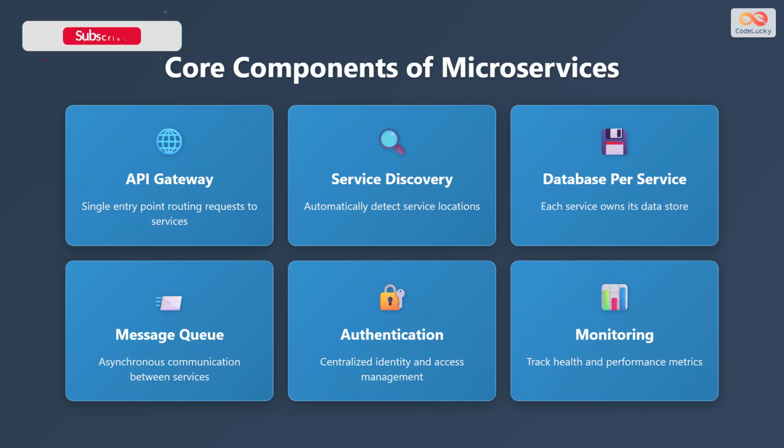A microservices architecture consists of several core components. The API gateway acts as a single entry point, routing client requests to the appropriate services. Service discovery automatically detects and tracks the locations of all services in the system. Each service typically has its own database, following the database per service pattern to maintain independence. Message queues enable asynchronous communication between services. Authentication provides centralized identity and access management across all services. Finally, monitoring tracks the health and performance metrics of all services to ensure system reliability.